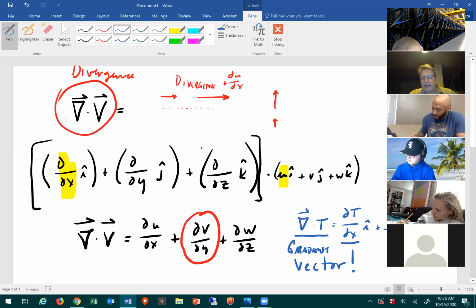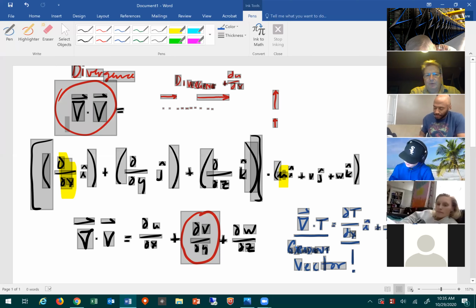So hold on a second. Do you understand that del dot the velocity is divergence, and that del of a scalar is a gradient? I want to show you something kind of cool here.